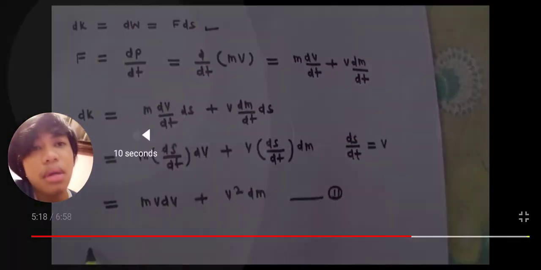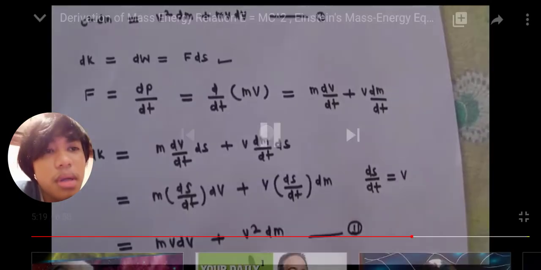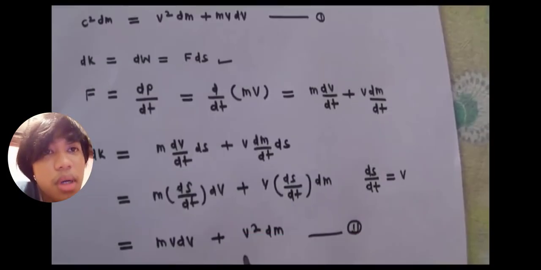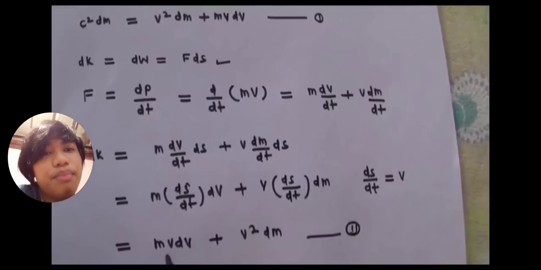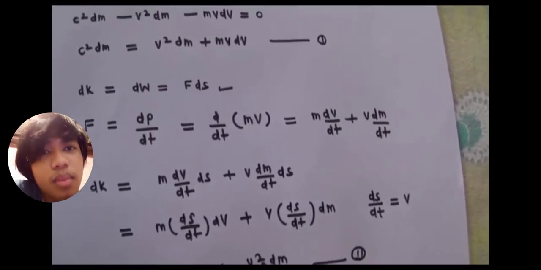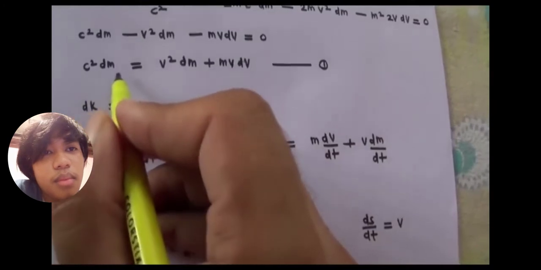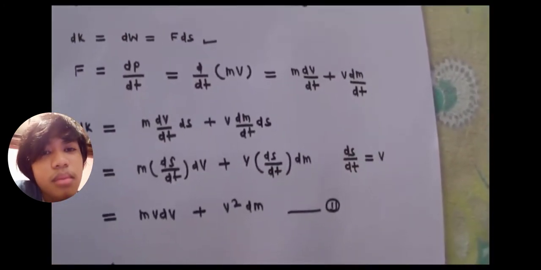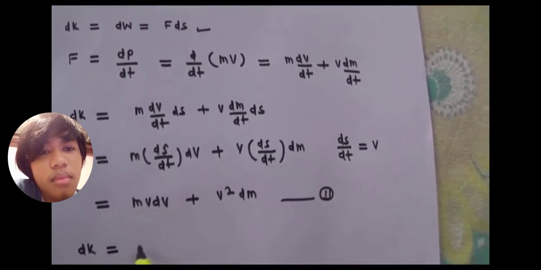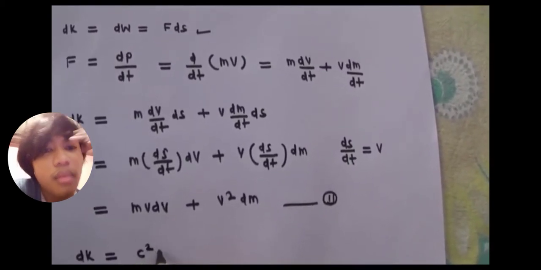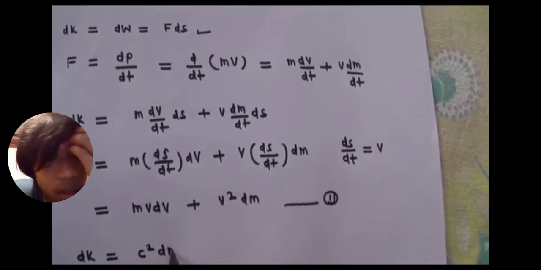From equation 1, this expression is equal to c square dm. Is it the same? mv dv plus v square dm, yes, the same. This expression is equal to c square dm. Therefore, kinetic energy dK is equal to c square dm.